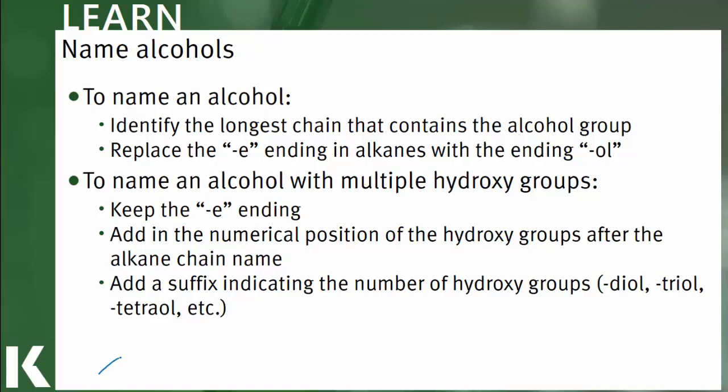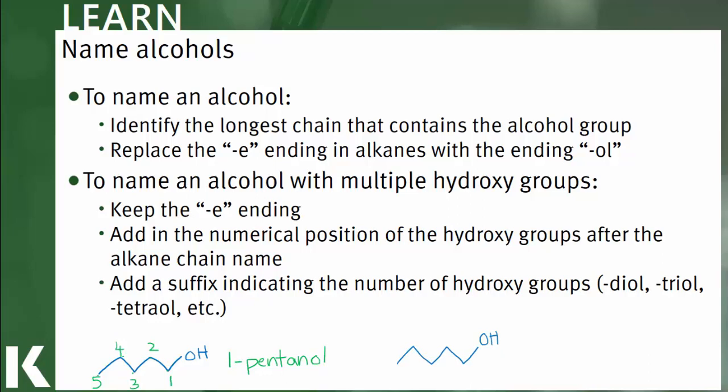For example, if I wanted to name this molecule, follow the usual rules for naming an alkane chain. So this one has 1, 2, 3, 4, 5 carbons, making it a pent prefix. And remember, we drop that E, we add the OL to indicate the alcohol. We also want to make sure to number the carbon chain to give the hydroxy group the lowest number. So the numbering would start from the right. And since the hydroxy group is on the 1 carbon, this would be 1-pentanol.